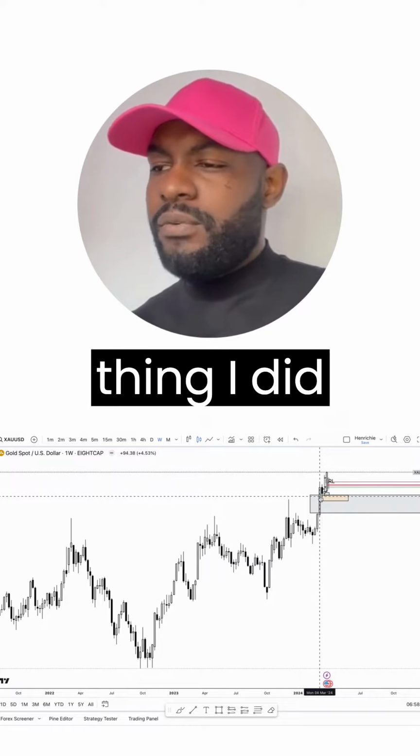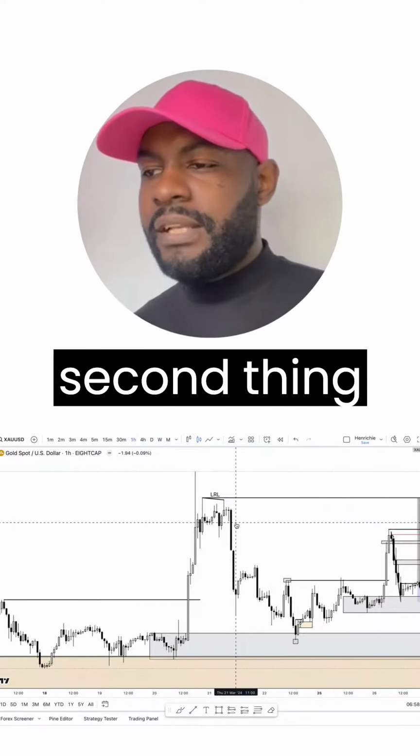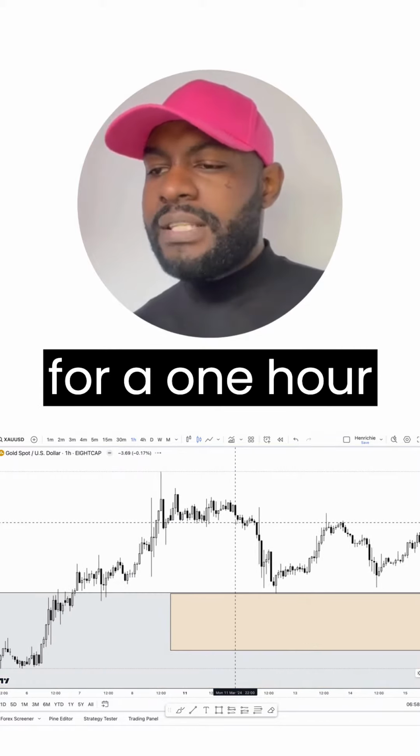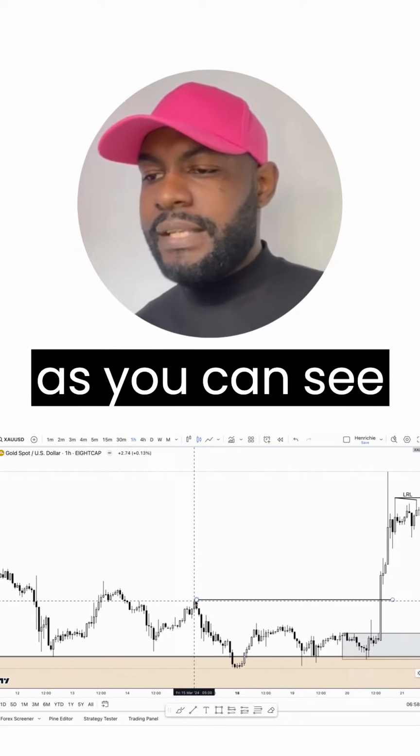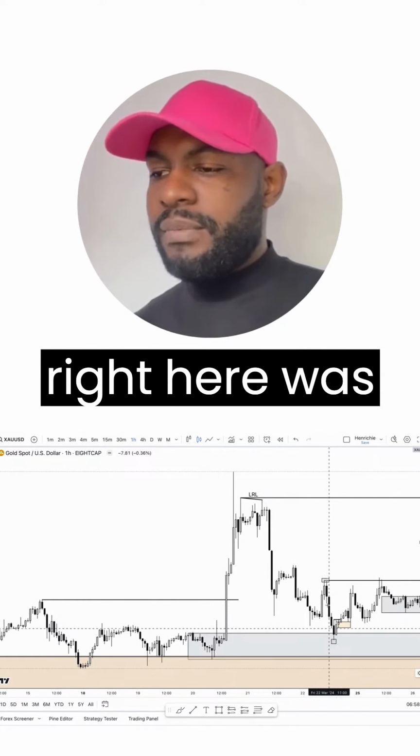Now, the first thing I did was to derive my key level, being this weekly inefficiency. The second thing was to wait for a 1 hour significant break of structure. And as you can see right here, this high got broken. Then after that break, right here was my first entry.